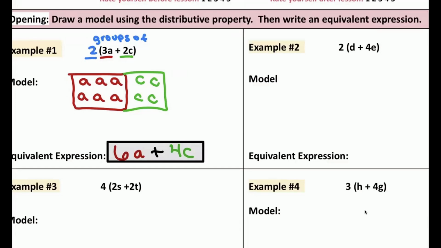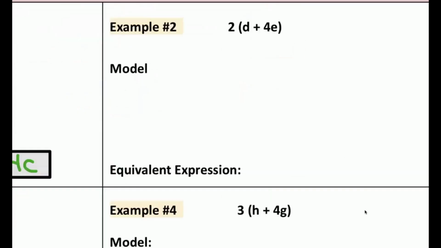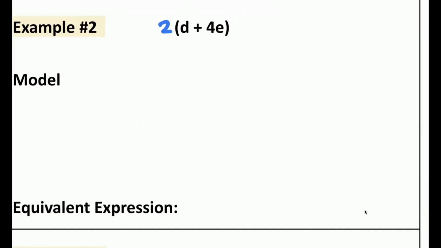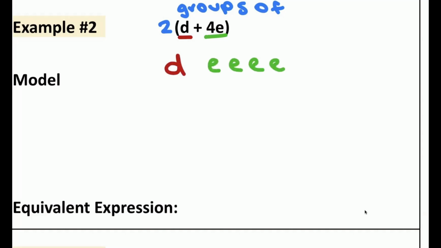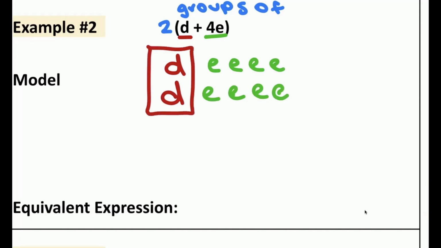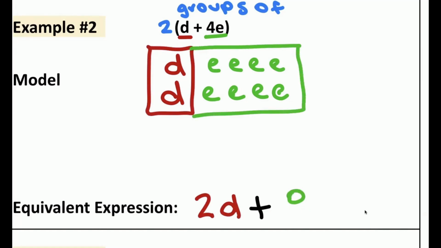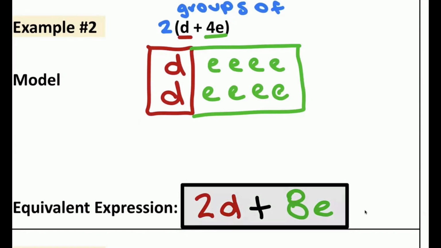Go ahead and complete example 2 on your own, then come back to the video. In example 2, we have 2 groups of d plus 4e. So I'll write d and then e 4 times. And I'm going to do that twice since we have 2 groups. Now I can see that we have 2d plus 8e. Final answer. We cannot combine these to say 10de. That's a really common mistake people make, so don't be that person.